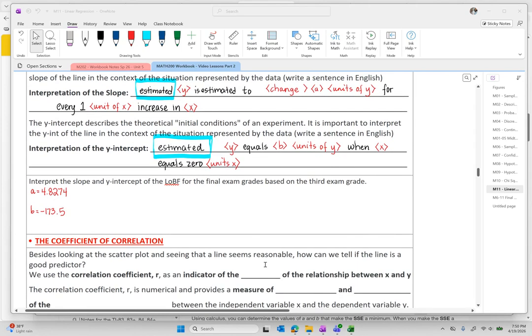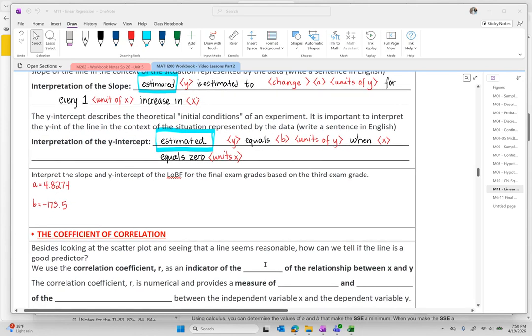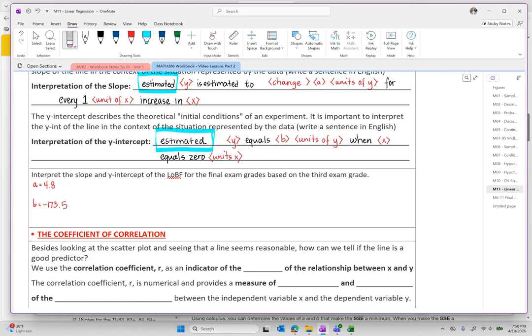So for the line of best fit for the final exam grades based on the third exam grade, our A was 4.8 and our B was negative 173.5. We don't really need these decimals. It doesn't make sense to describe a grade in accuracy of, say, a 10,000th or a 1,000th. So we will leave it at the accuracy of a 10th, at most 100 when we are talking about grades on tests.